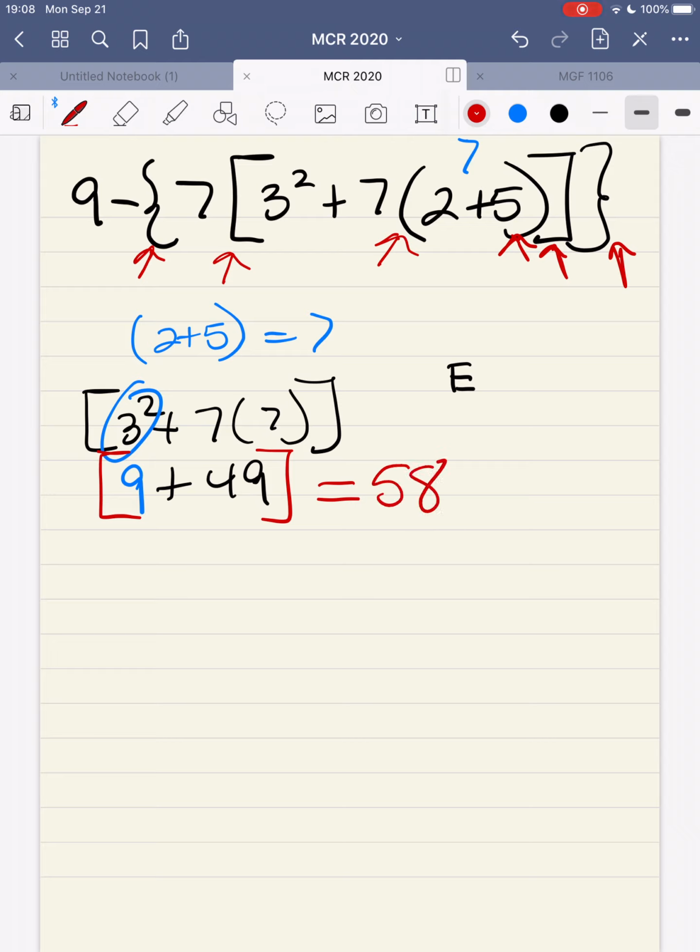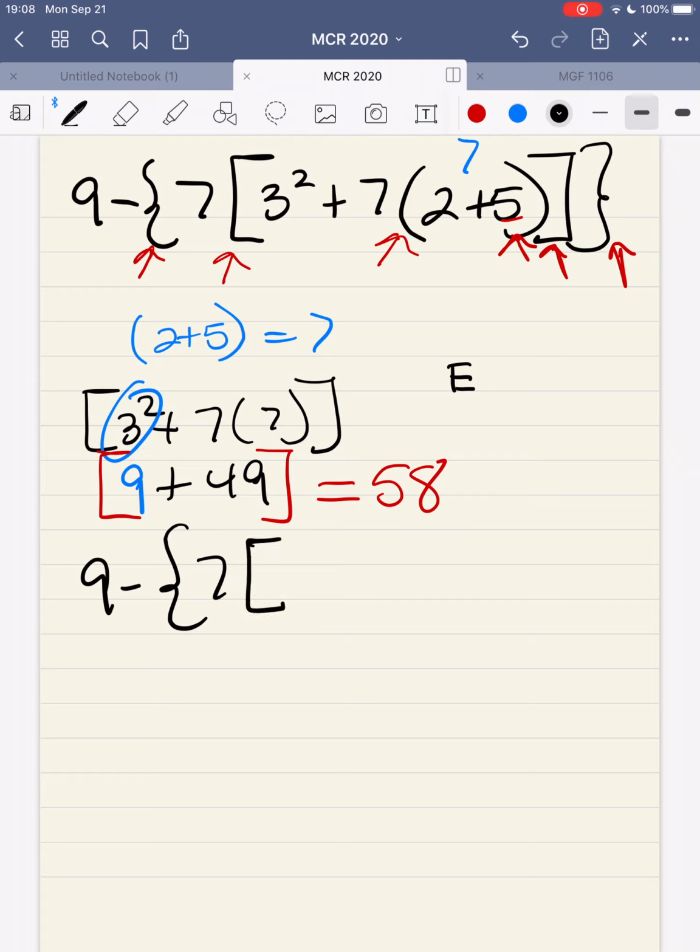Okay, so now we have taken the parentheses to one number. We have taken the brackets to one number, so let's look at our problem again. So I have 9 minus braces 7.